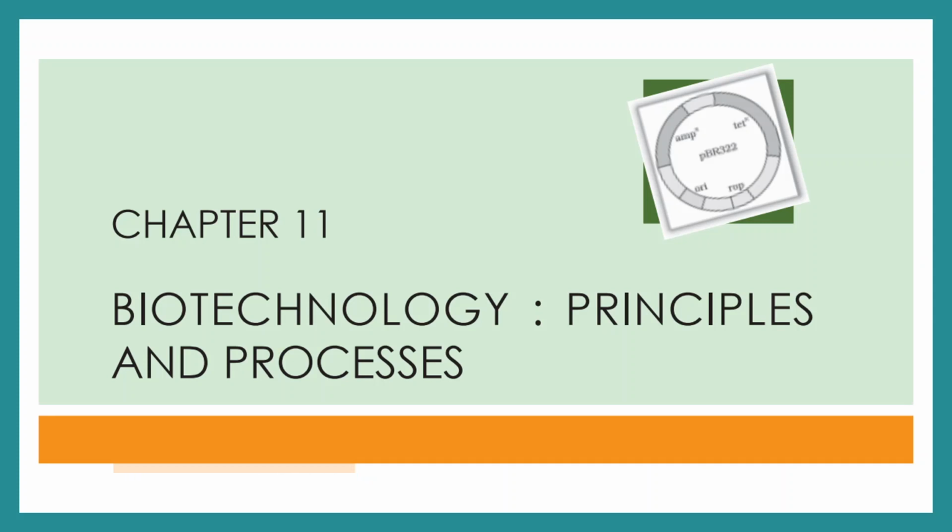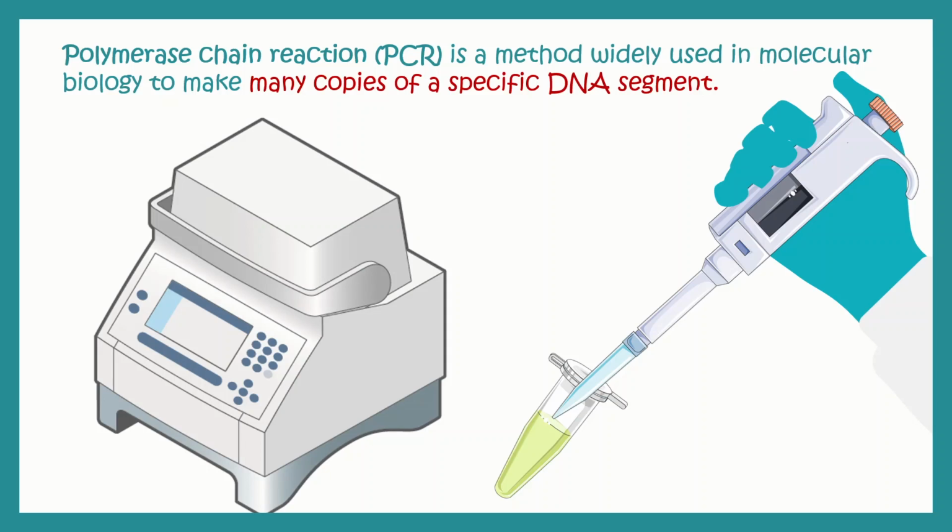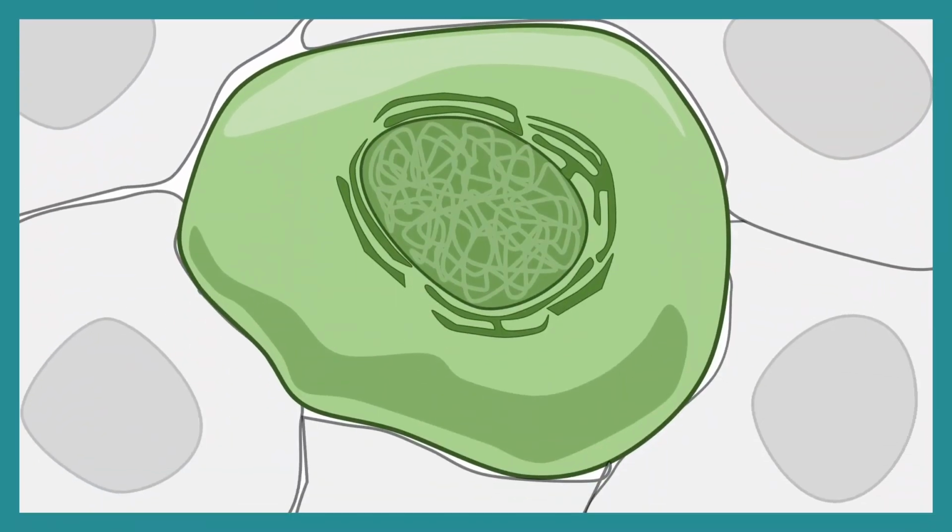This concept is taken from chapter 11 of the NCERT textbook of class 12, and the chapter name is Biotechnology Principles and Processes. Polymerase chain reaction is a method widely used in molecular biology labs to make many copies of DNA segments. So it's like a molecular Xerox machine.